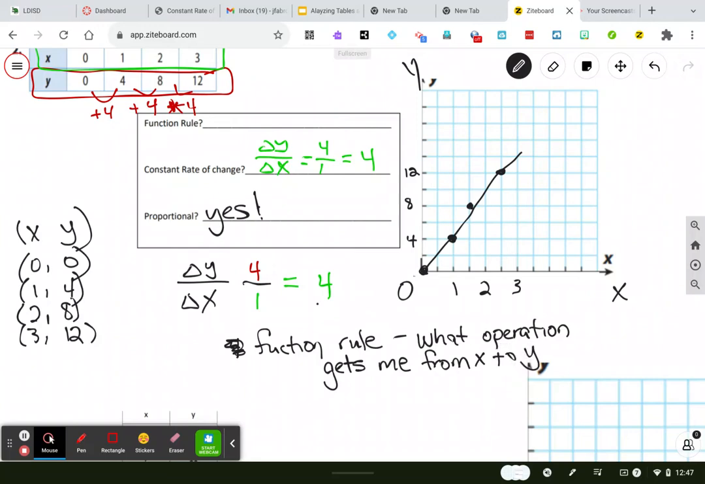What that means is, if I take x, what am I going to need to do to that value to give me y? Well, in this case, 0 to 0, well, 0 plus 0 is 0. 0 minus 0 is 0. 0 times 0 is 0, and 0 divided by 0 is 0. So I can use any of the operations. So I need to go to the second one.